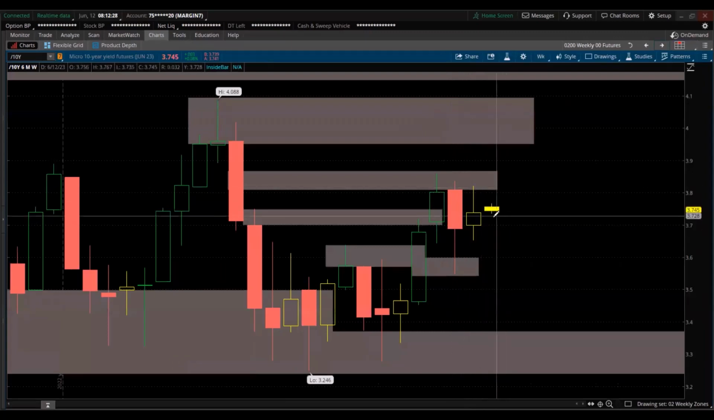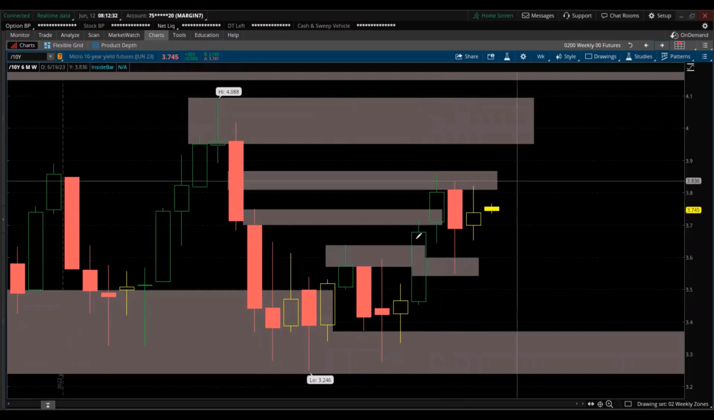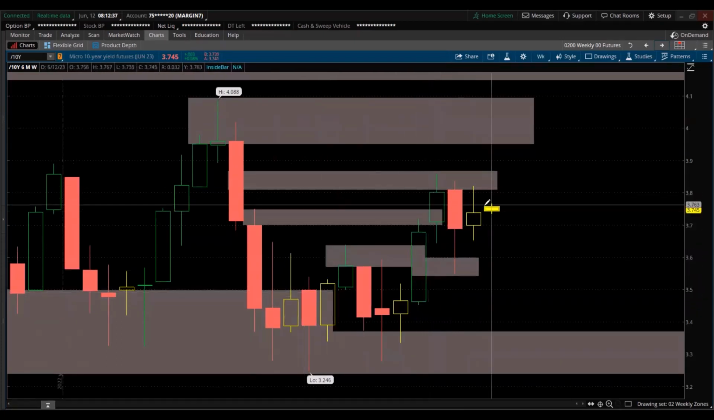10-year yield still inside the range of last week. Big consolidation here. Look, this consolidation, like a staircase pattern, higher high. Consolidation, breakout to the upside, impulse, consolidation.